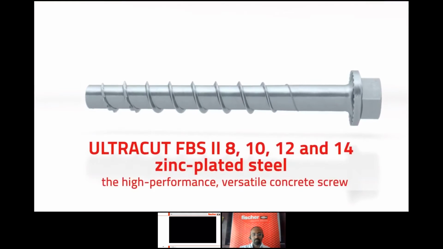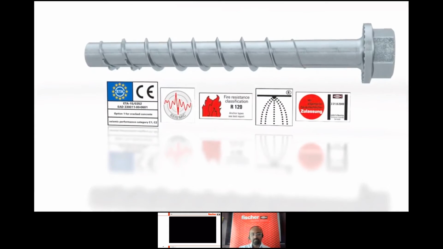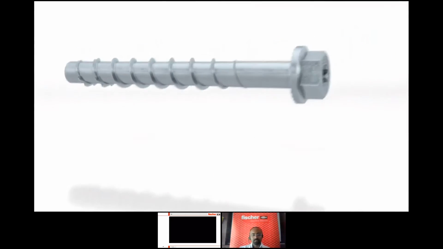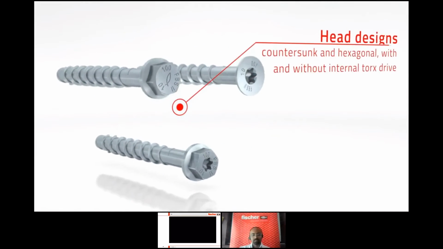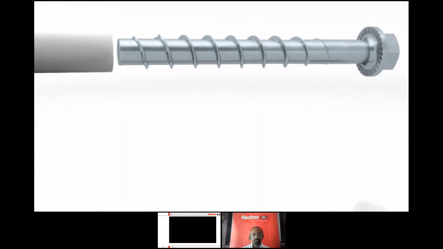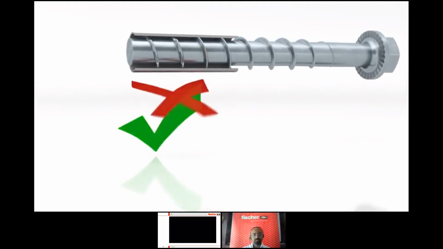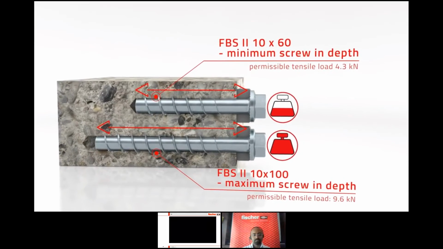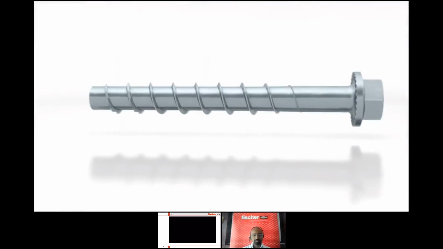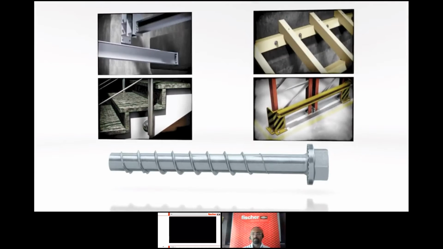Ultracut FBS2 in zinc-plated steel with a diameter of 8 to 14. Secure and flexible in cracked and non-cracked concrete, even in earthquake zones. Visually appealing with countersunk head or as a hexagonal head, with and without internal Torx drive. The checking gauge allows the outer diameter of the thread to be checked. Therefore, it is approved to be reused in the zinc-plated steel version. Versatile and efficient: the short version with a reduced drill hole and screw-in depth. Ultracut FBS2 zinc-plated steel, perfect for railings and balustrades, shelving systems, brackets, step or beam anchorages.